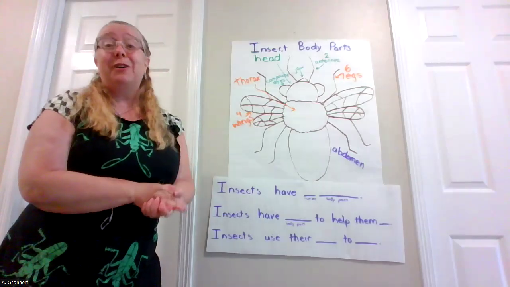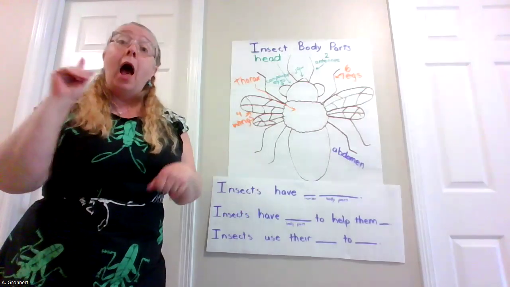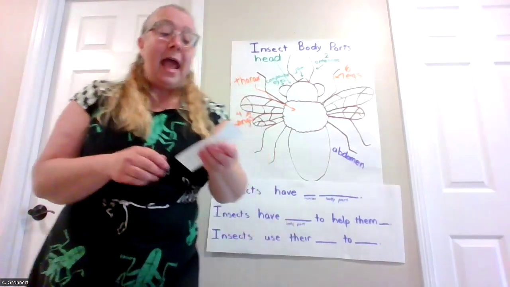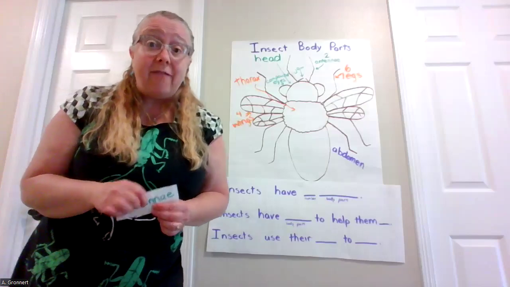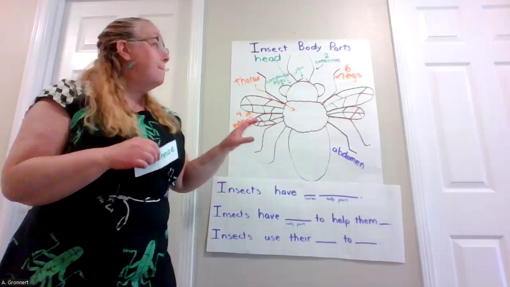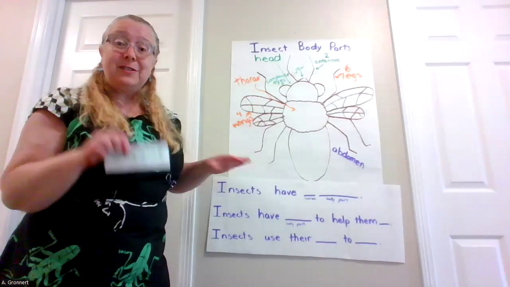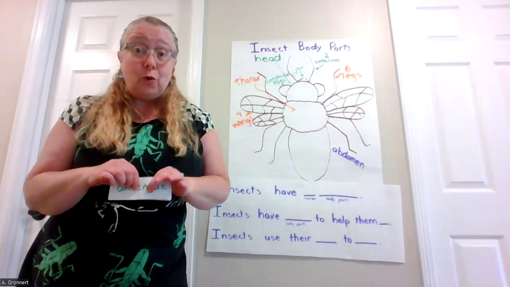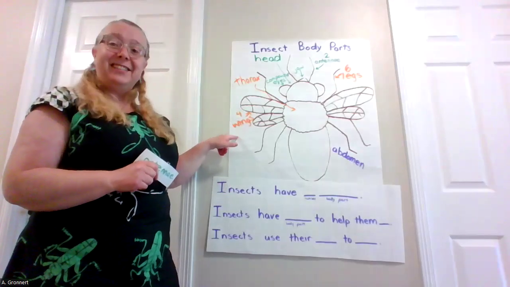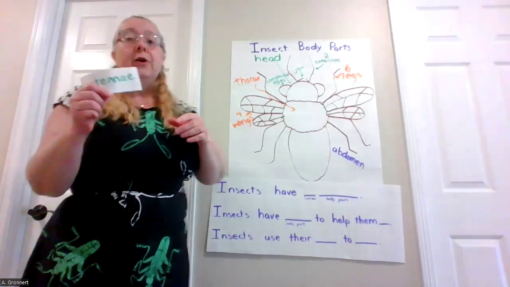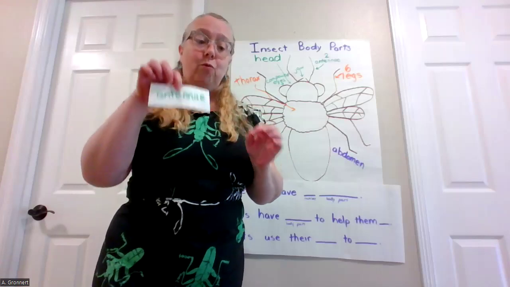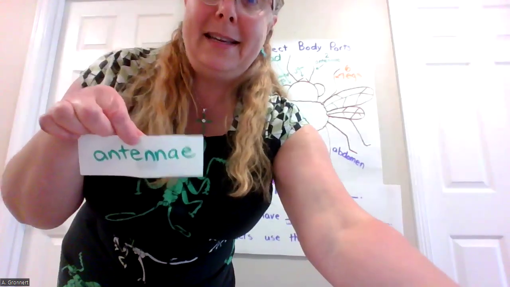Okay, so we're going to start out with a little game. I'm going to give you a sticky note, and that sticky note will have a word or a picture or a number about our insect's body parts. And then you'll be able to tell me what yours is and tell me where I should put it on the chart. So I'll give these to the students, and notice I have words, antenna.